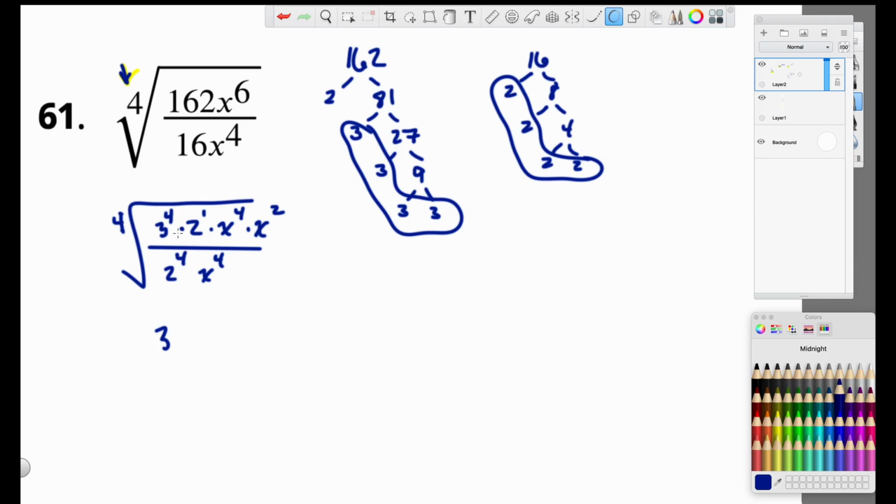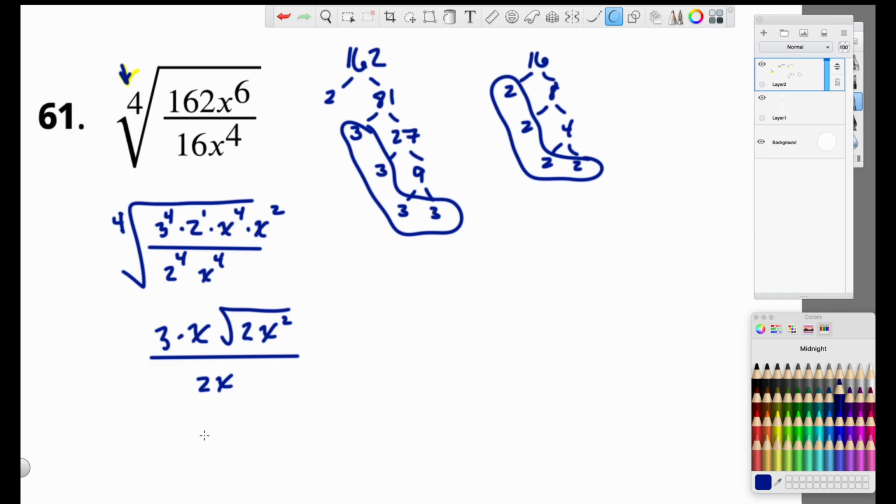This 2 does not, there's no perfect 4th here, but the x comes out. And what's left? That 2 is left, and that x squared is left. So I'm going to write that there. Now in the denominator, both these come out, right? 2 to the 4th, x to the 4th, this would just be 2x. Now look at this: 3x over 2x, the x's are going to cancel.